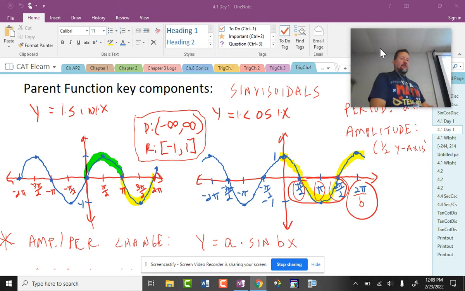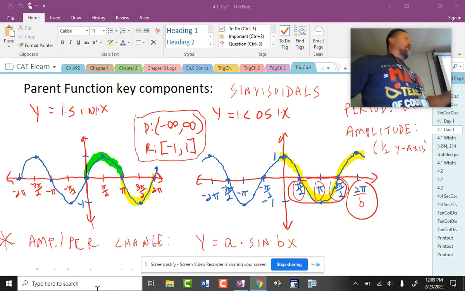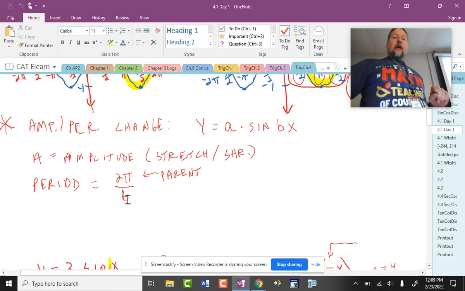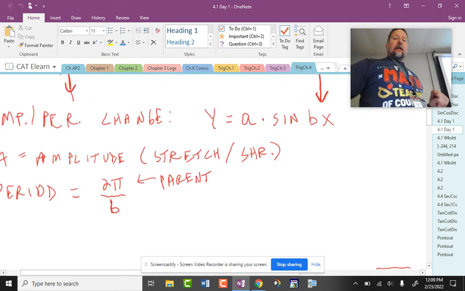There's the parent function. Sine is two bowls, cosine is the Karate Kid. All right, and then we memorized these positions, and then I just shared with the students that now we're going to change the period and the amplitude.